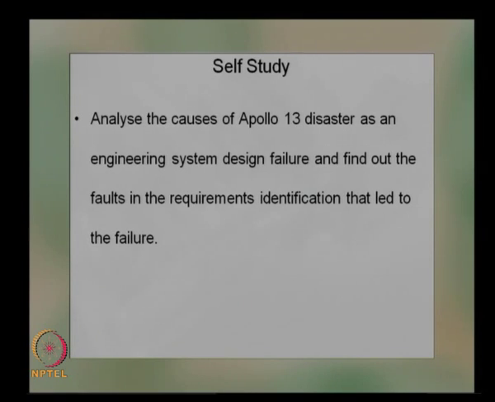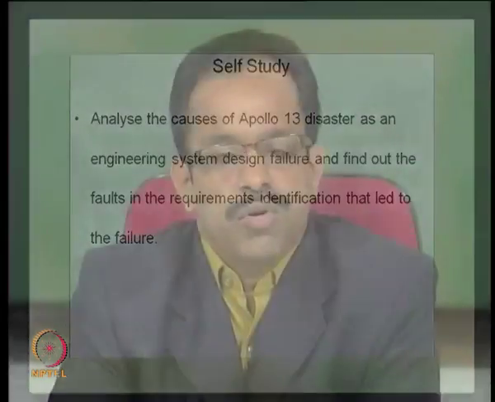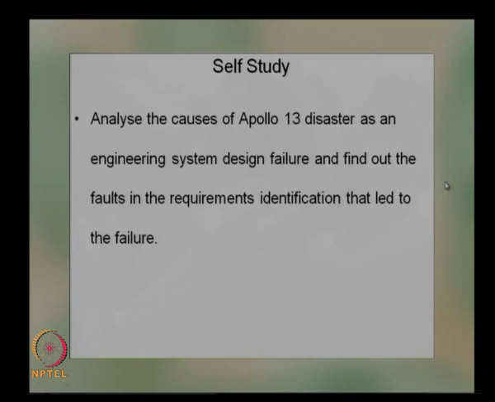So you can look at the causes of the Apollo 13 disaster as an engineering system design failure and find out the faults in the requirements identification that led to the failure. Again, you can see a lot of case studies in the history of engineering disasters. You can look at this particular case study and see what actually went wrong in Apollo 13, especially from the requirement analysis point of view. There may be other faults also, but look at the requirements analysis, identification of requirements, and what actually went wrong in the failure of Apollo 13. So you can take this as a self study and identify the faults in requirement analysis.